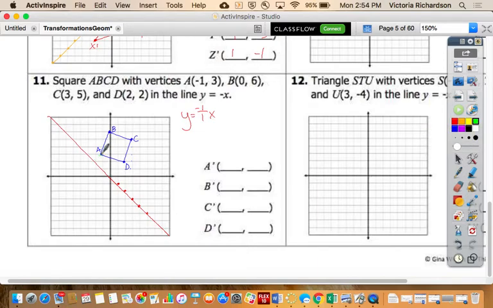Since A is 1 across, I'm going to make sure I go 1 across on the other side to A prime. For B, I would count 1, 2, 3. So I'm going to count 1, 2, 3 to the other side. For C, we have 1, 2, 3, 4. So I'm going to count 1, 2, 3, 4 across diagonally for C prime. And D is 1, 2. So 1, 2 on the other side, which is D prime. Now you connect your dots.